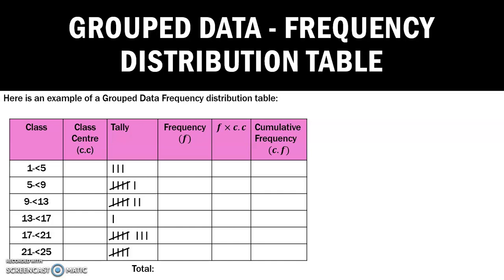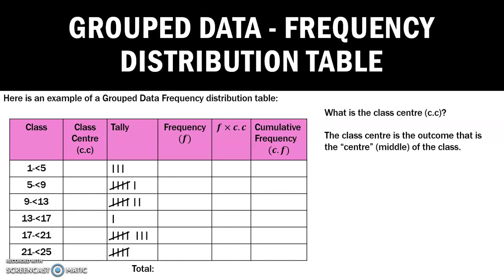Then we have 9 to less than 13, so 9, 10, 11, 12. Then we have 13 to less than 17, so that's 13, 14, 15, 16. Then we have 17 to less than 21, so that's 17, 18, 19, 20. And then we have 21 to less than 25, so that's 21, 22, 23, 24. So what we need to do now is work out our class center.